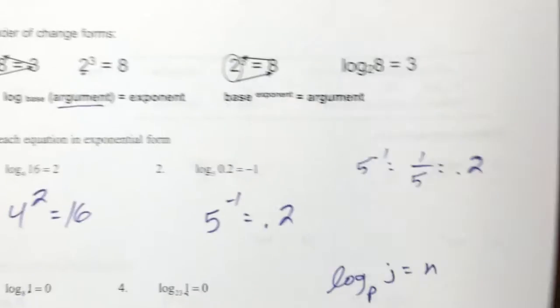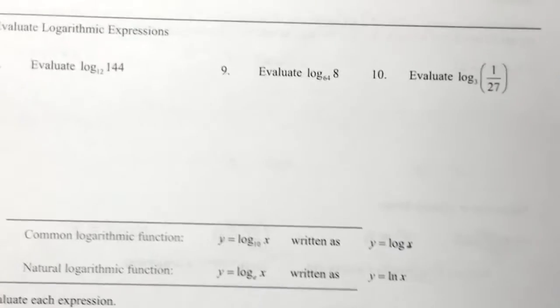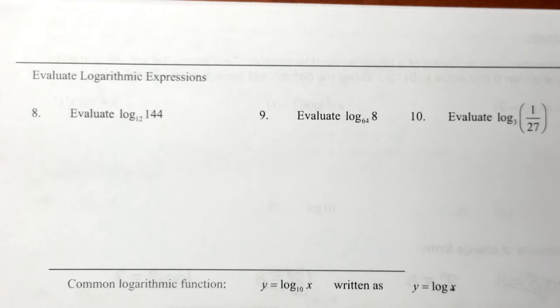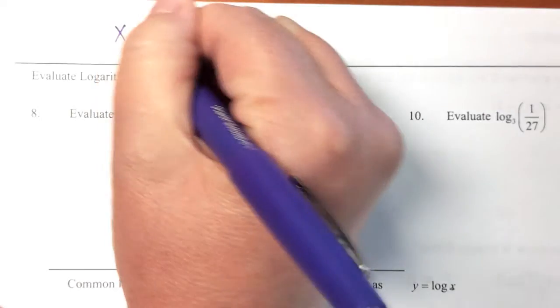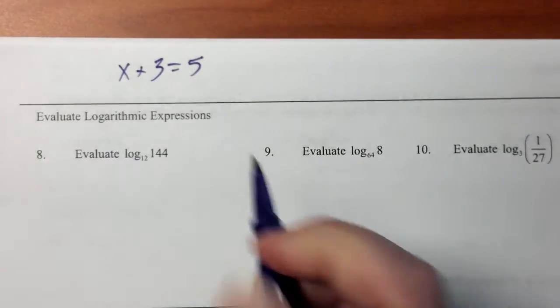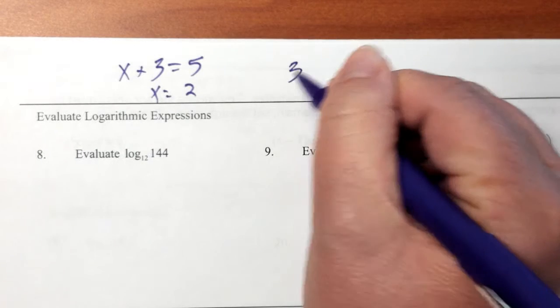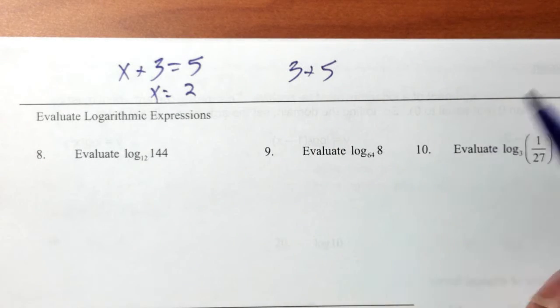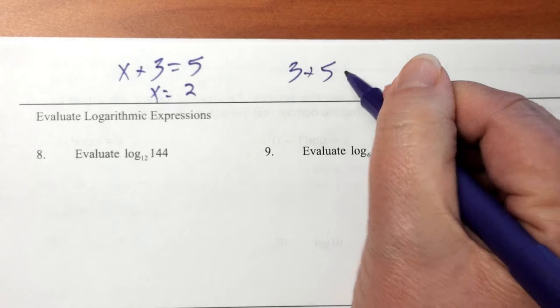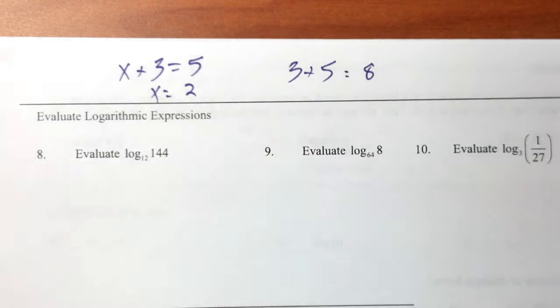Okay. Next page, they ask us to evaluate. Evaluate is a fancy math way of saying work it out. It doesn't exactly mean solve. We solve equations. X plus 3 equals 5. You solve the equation and find that x equals 2. Evaluate would be something like 3 plus 5. If I asked you to evaluate that, you would say, oh, that's 8. You're not solving an equation. You're just evaluating it, figuring out what number it's equal to.